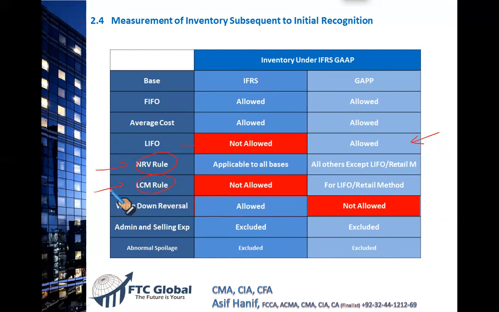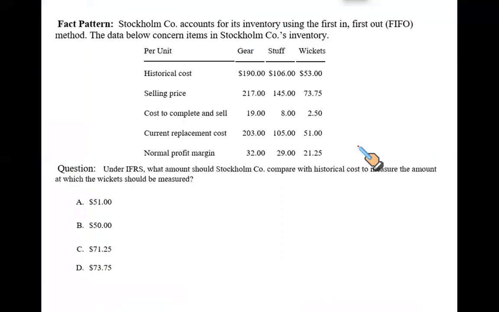Let us see what is the NRV rule that is applicable to most of the cases under IFRS and US GAAP. NRV says that you keep the cost of your inventory on one side and keep the NRV on the other side. What is NRV? NRV stands for net realizable value. And what is it?